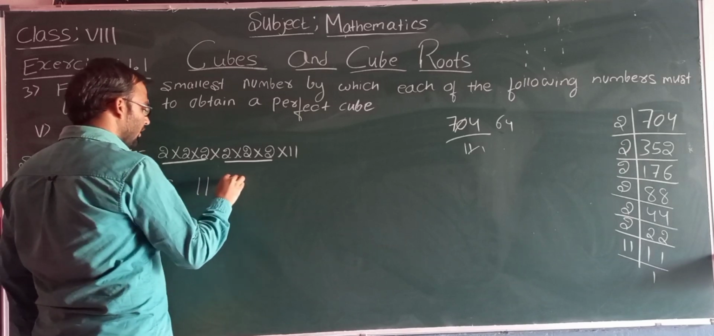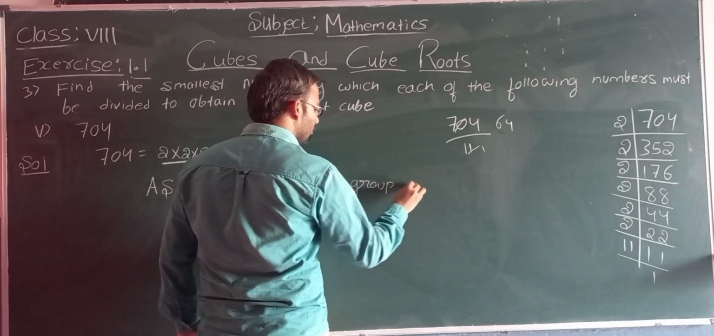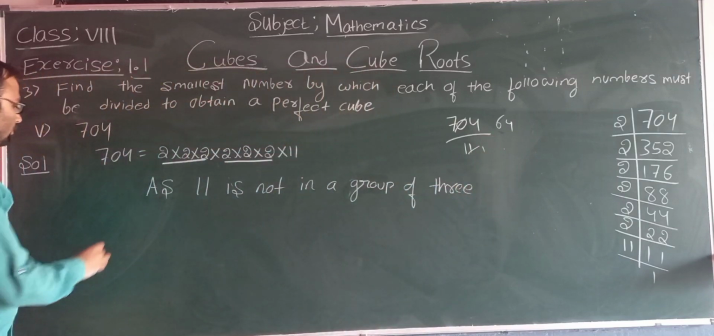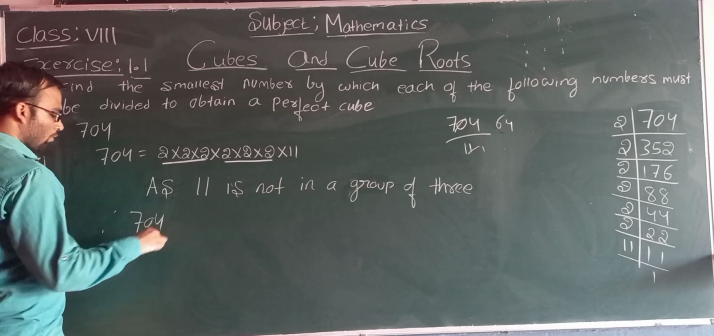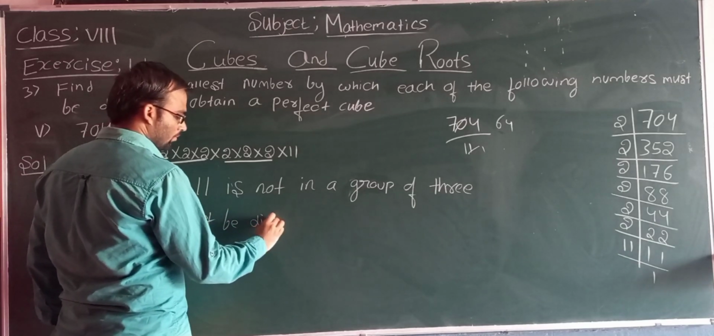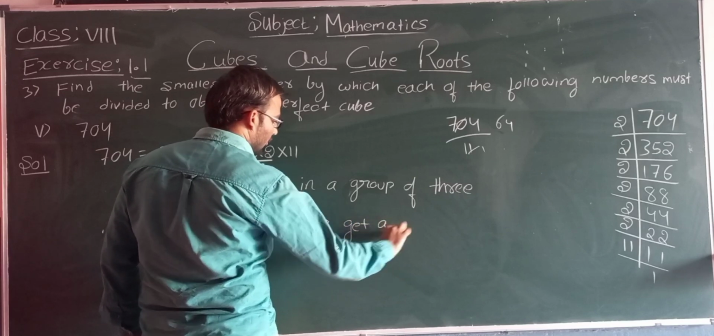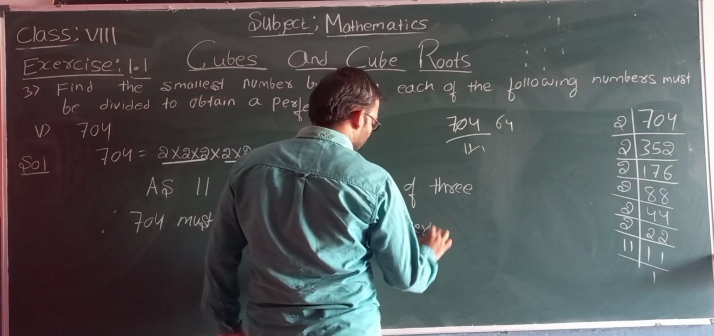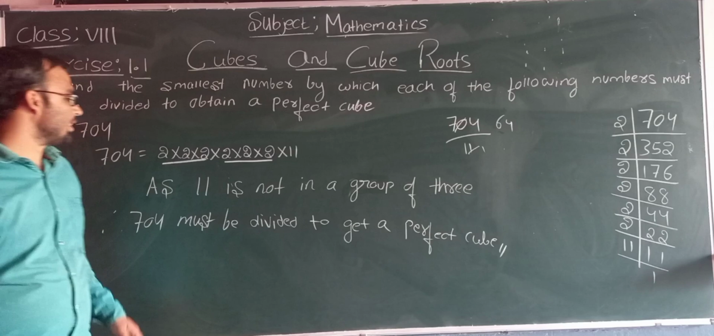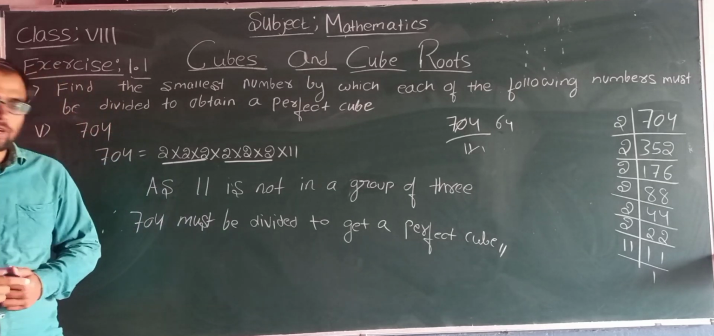As 11 is not in a group of 3, therefore 704 must be divided by 11 to get a perfect cube. Okay, as 11 is not in a group of 3, therefore 704 has to be divided by 11 to get a perfect cube.